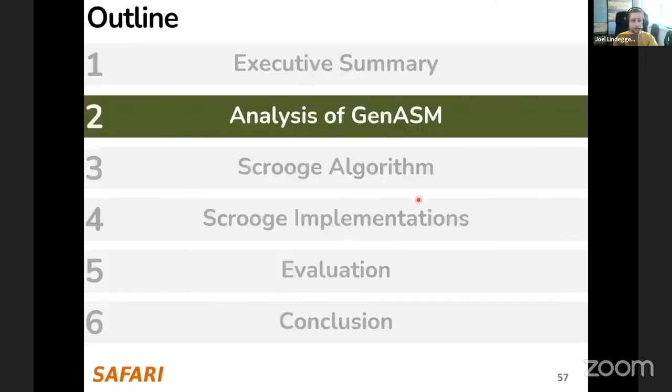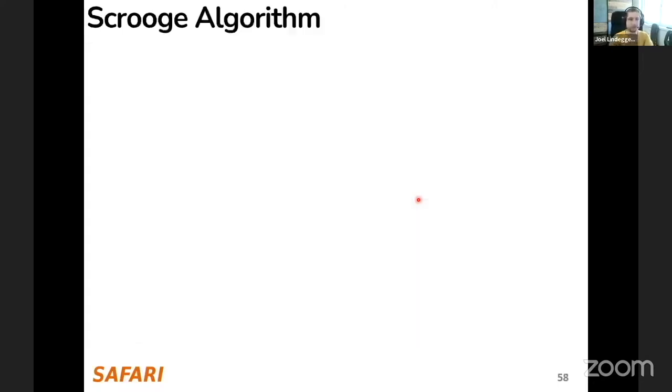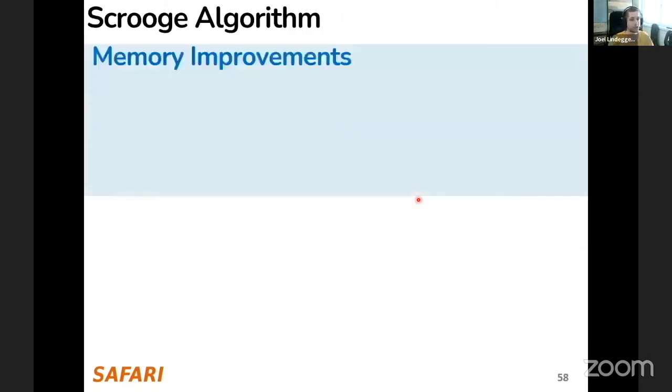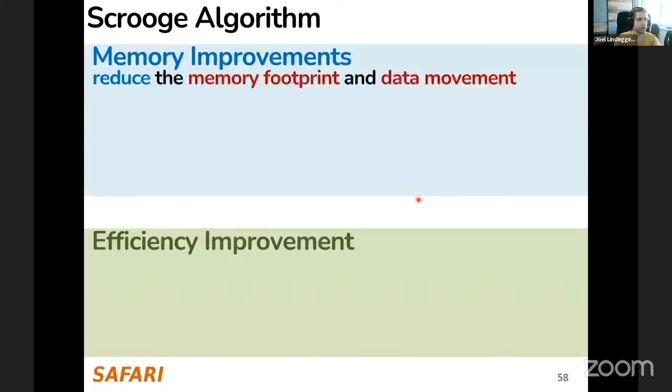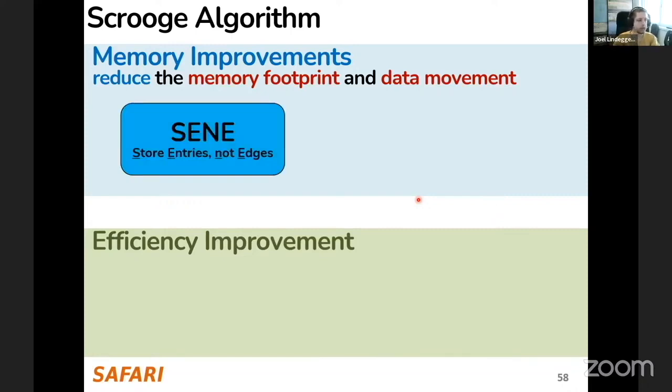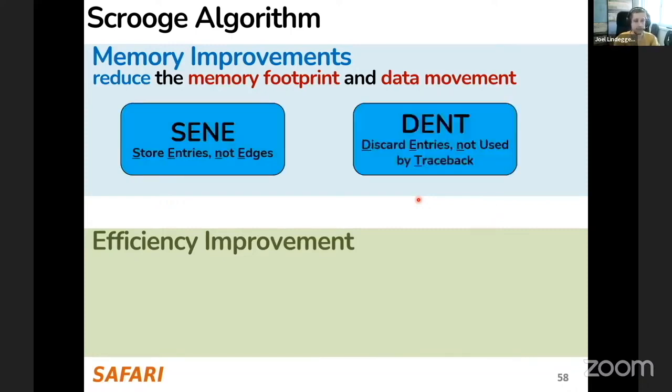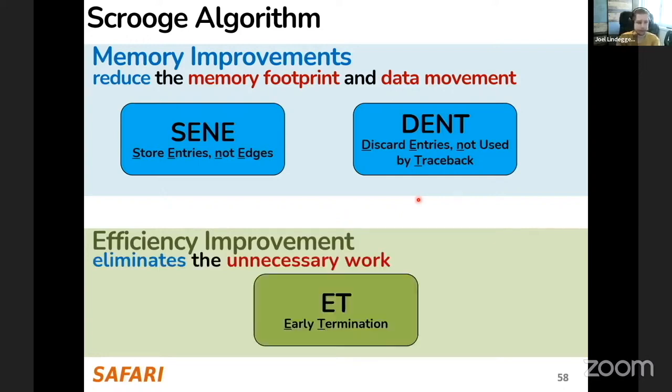Okay, so to address these inefficiencies, we propose Scrooge. Scrooge consists of memory improvements and efficiency improvement. The memory improvements reduce both the memory footprint and data movement of Scrooge. So we have SENE, store entries not edges, and DENT, discard entries not used by traceback. And then the efficiency improvement eliminates the unnecessary work that we had identified. We call this one early termination.